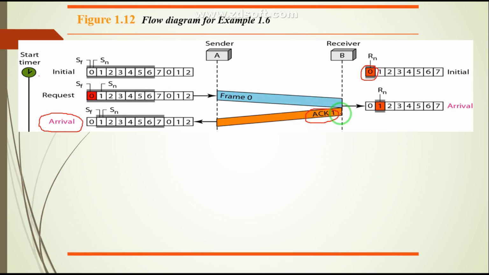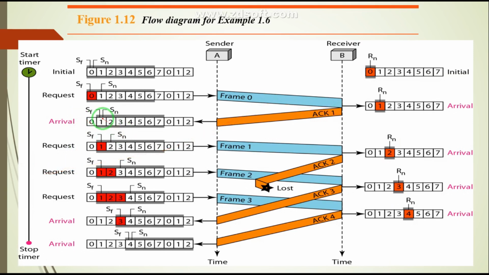Okay. Now, what would happen now? Since SN equal to 1 now, see the window has been shifted by one slot. So frame 1 has been sent by the sender to the receiver. As soon as the receiver receives this frame 1, RN shifts to frame 2, and the receiver is going to send the acknowledgement 2. But unfortunately, this acknowledgement 2 is being lost. But the timer still doesn't expire.